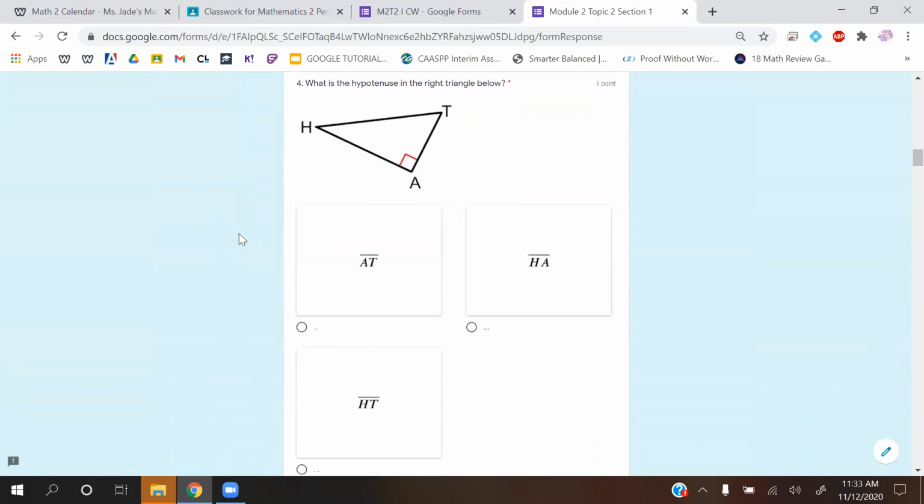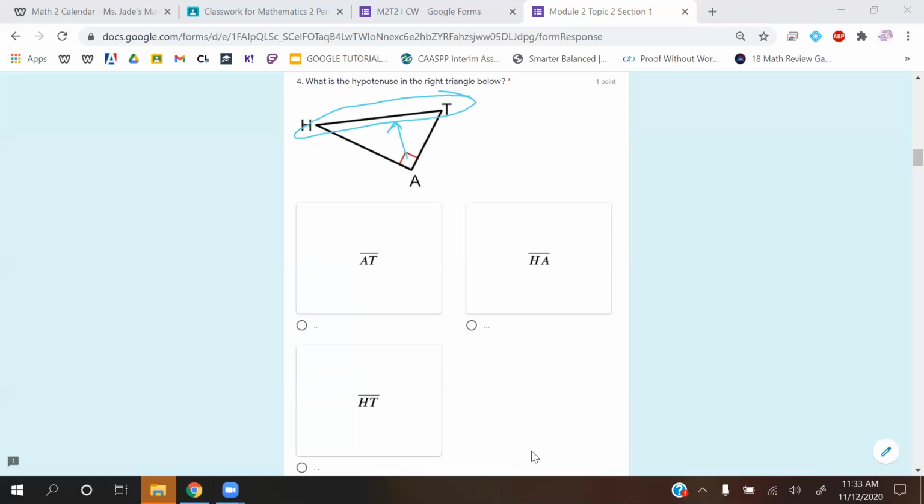Okay, what is the hypotenuse in the right triangle below? So this time our right triangle is a little bit twisted, but that's okay because the hypotenuse is always directly across from the right angle. So it's going to be HT. So this one. Any questions? No. All right, Nancy, I recognize your voice. Okay, let's clear all drawings and select HT.